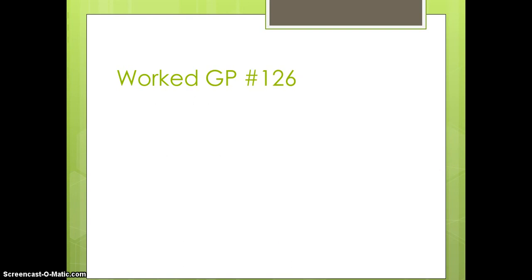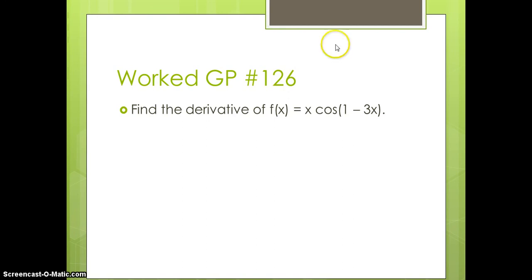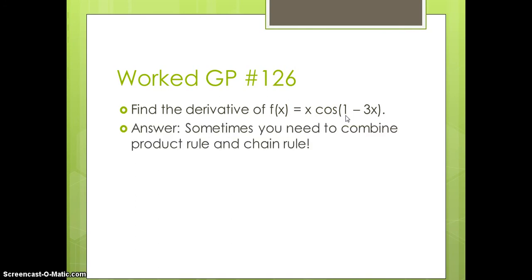A couple of tougher chain rule problems. So let's say, for example, we wanted to find the derivative of f of x is equal to x times cosine of 1 minus 3x. Hey, we saw how to do these sort of things before. When we've got one function times another, x times cosine of something. It just so happens in this case that the cosine of something is going to be a trickier derivative to find because we'll need to use the chain rule for that part. So sometimes you need to combine the two.